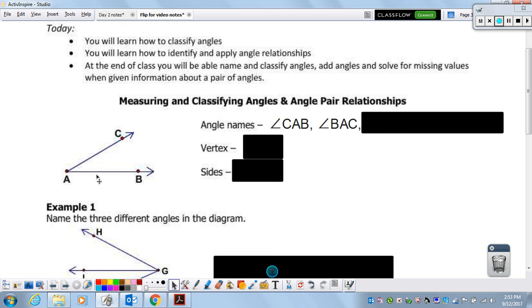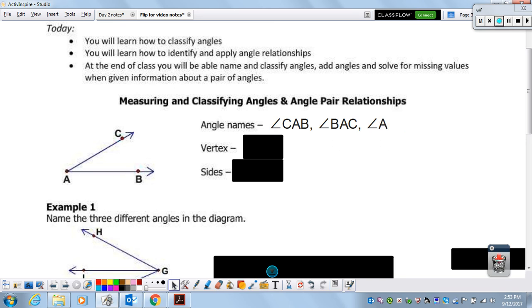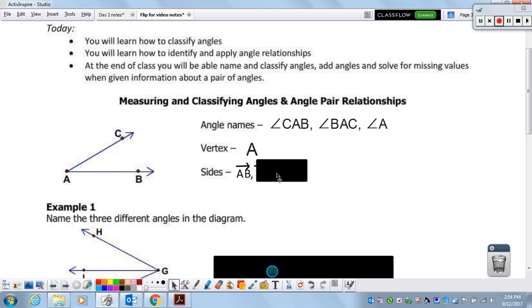And sometimes when we have one angle sitting there by itself, we can name it just by its vertex. In this particular case, we could call it angle A. So those three names would all apply to this angle. Now, as I mentioned, the point in the middle of the angle where the sides meet, we call the vertex. So our vertex there is point A. And the other things we call sides. The two sides of this angle start at a point and go off forever in one direction, as you can see by the arrow, and hopefully you remember that's called a ray. So one of our sides is ray AB, and the other one is ray AC.